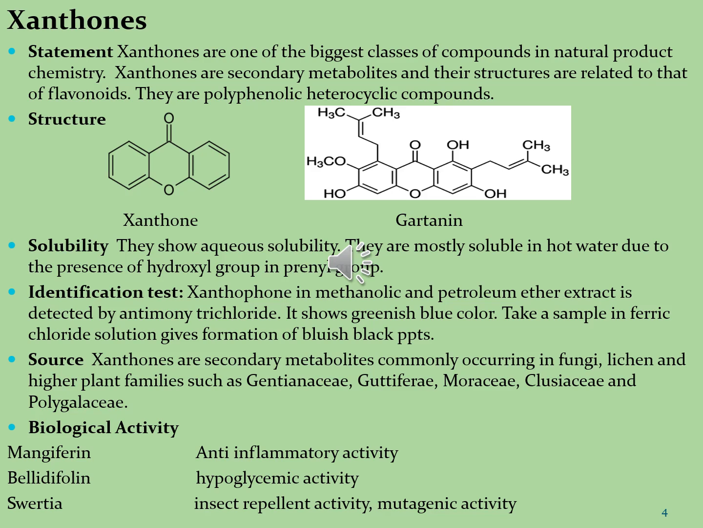When we see its sources, xanthones are secondary metabolites commonly occurring in fungi, lichen, and higher plant families such as Genetiaceae, Gutifera, Moraceae, Gruciaceae, and Polyglaciaceae. When we see its biological activities, it is used as anti-inflammatory due to the presence of mangiferin, as hypoglycemic due to the presence of ballydipholin, and for insect repellent activity and mutagenic activity, which is due to the presence of Svertinia phytoconstituents.